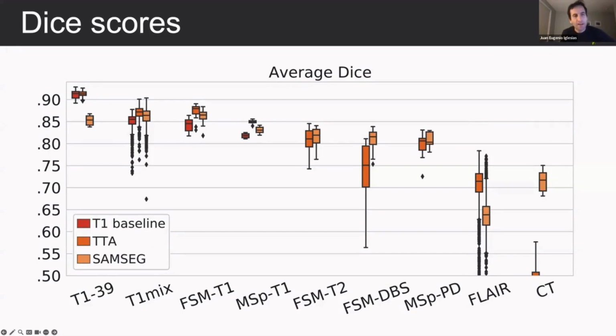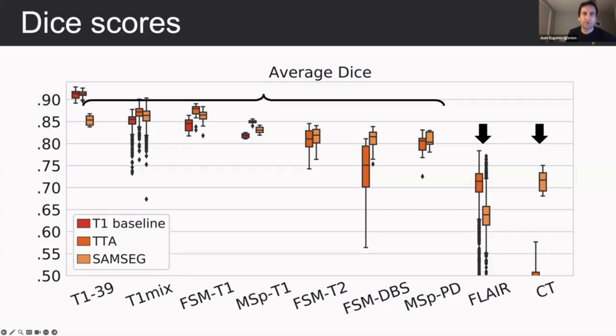We also tried SAMSEG, which is our Bayesian segmentation method. SAMSEG essentially gives you a pretty good performance across the board when the images are 1 millimeter isotropic. It stays over 80% dice in all cases. And hey, for not being a neural network, this is pretty good. But like we said earlier, it struggles with the resolution, with partial voluming.